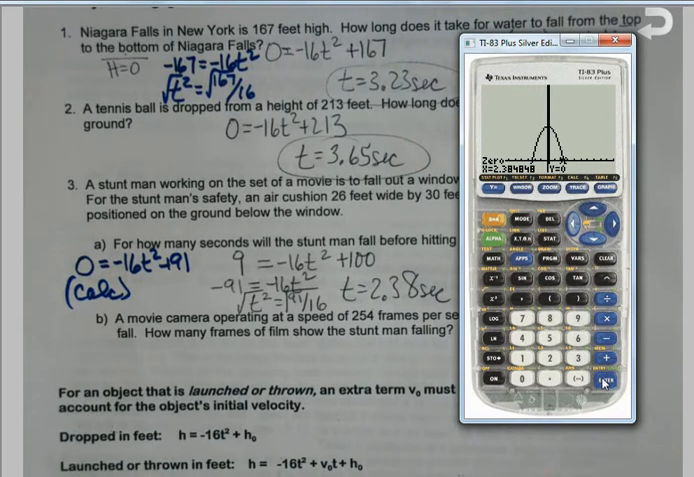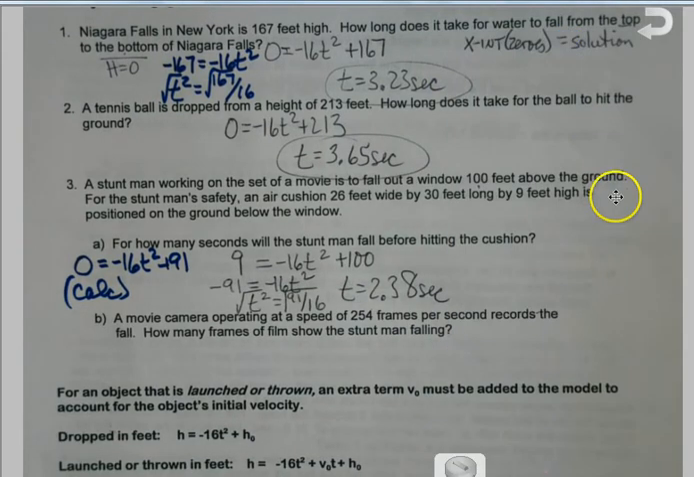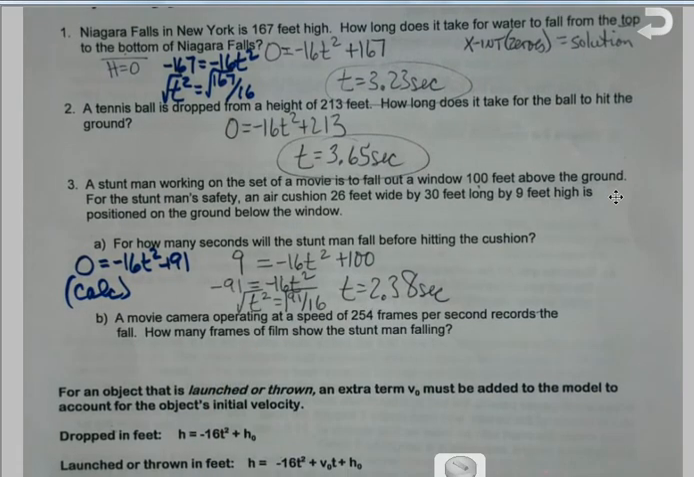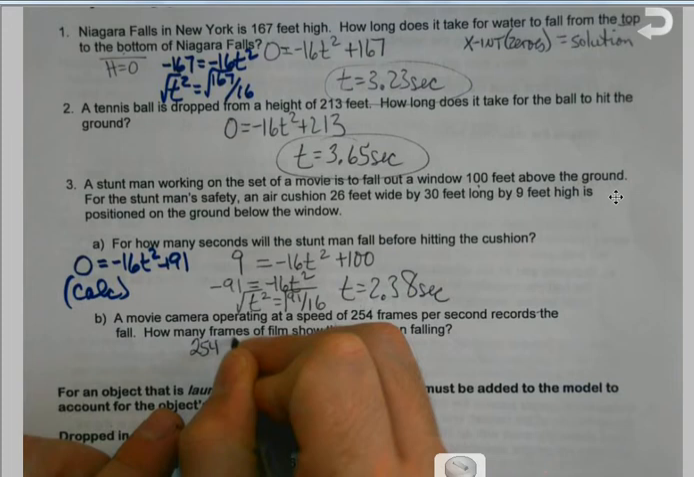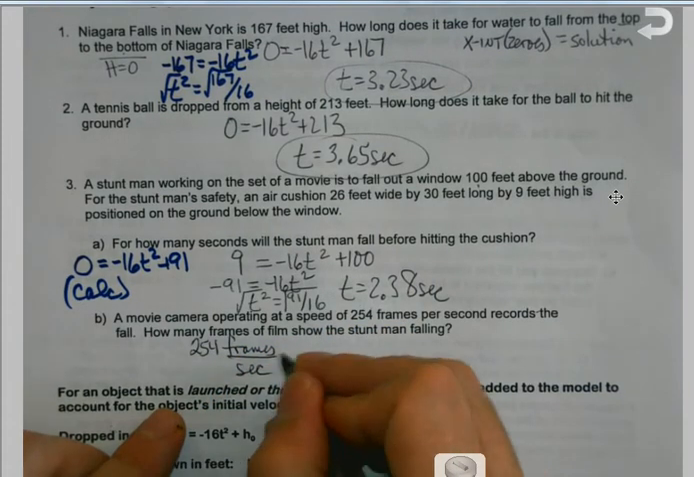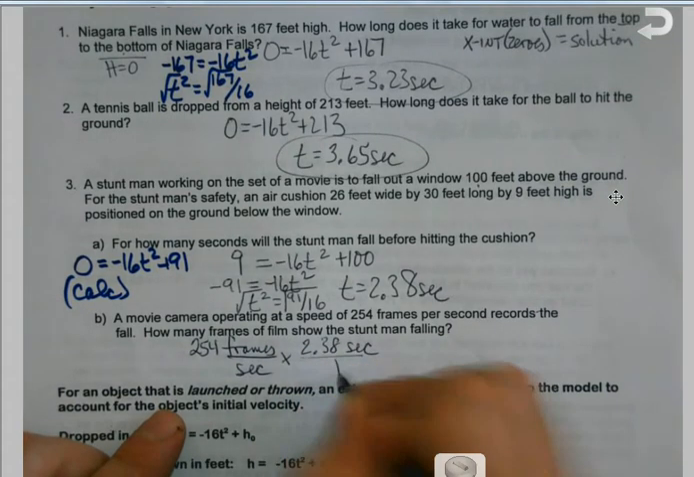So both ways work. Again, it's kind of a personal preference. But it lets us see just how fast some of these things end up working. But then again, we may be able to take a little extra step with this, because now we even get a second question with this one. A movie camera operating at a speed of 254 frames per second records the fall. How many frames of film show the stuntman falling? Okay, so we're going 254 frames per second times the amount of time, 2.38 seconds, that our guy was falling.